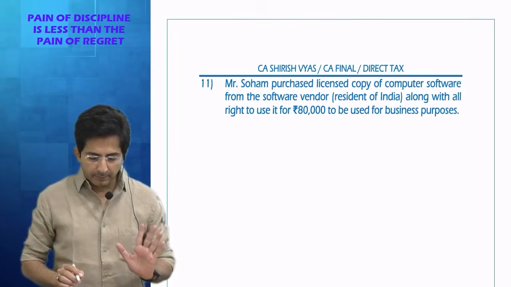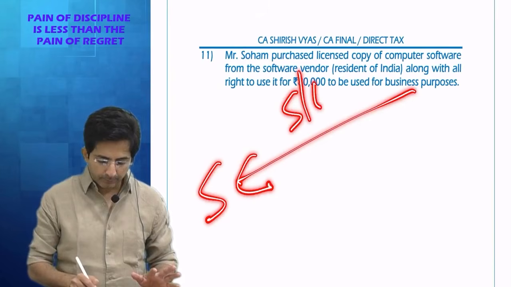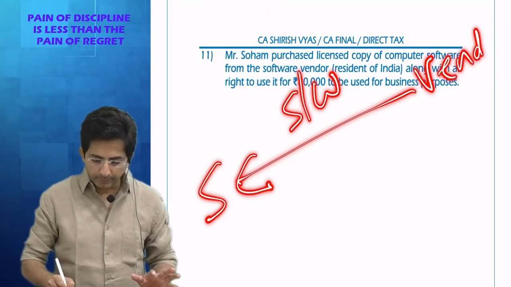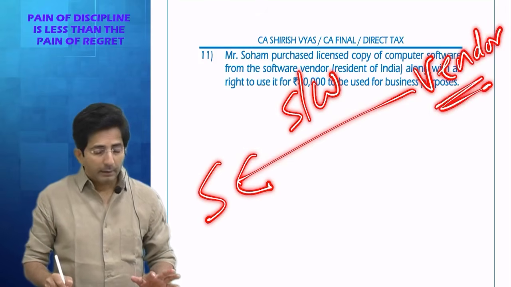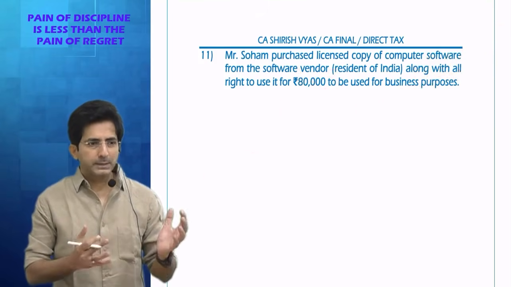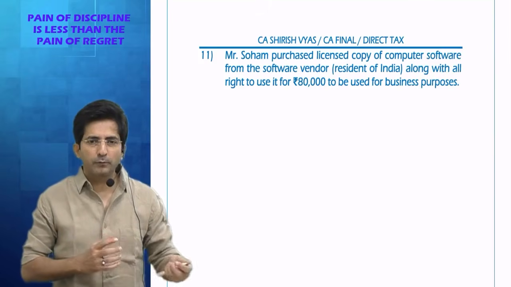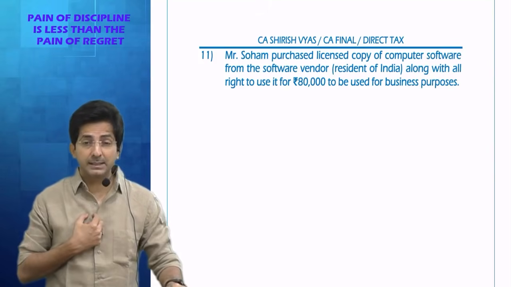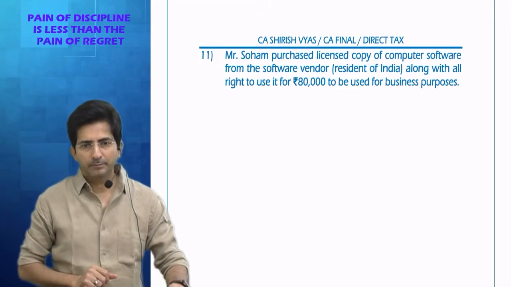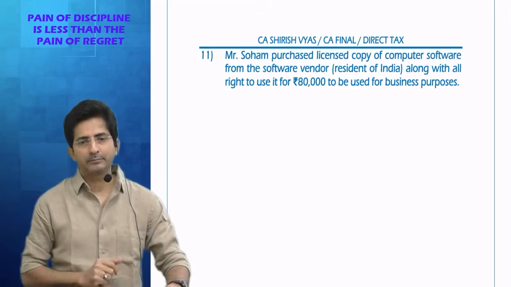See, in point 11, it's a simple transaction. Look, Soham has purchased a software, okay, from a vendor, a software vendor, and it is a licensed software. So see, there is one rule. Whenever you purchase a licensed software, although you feel it's a software, you are actually getting a license. And for getting a license, the transaction is royalty in nature. Whenever you get a license from someone, the price you pay is royalty.